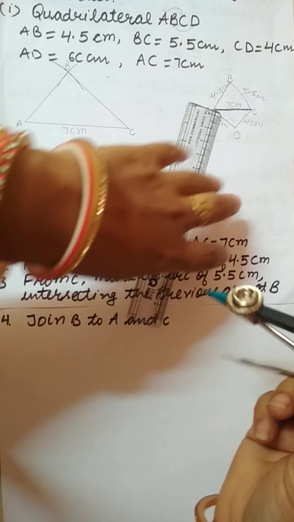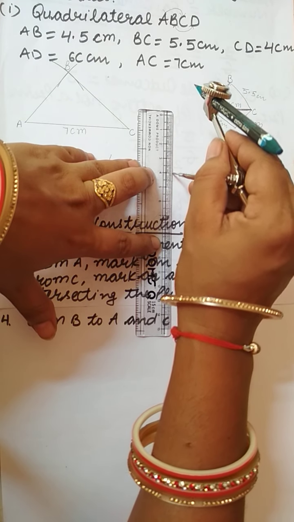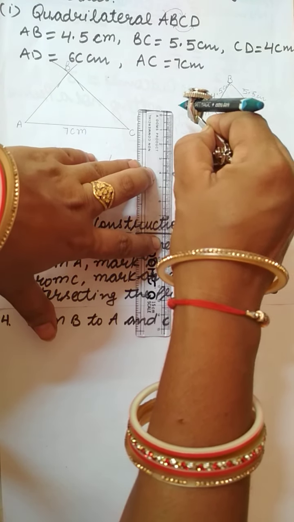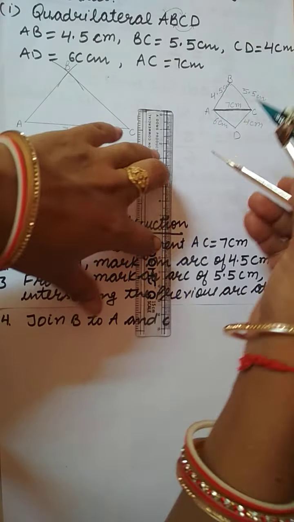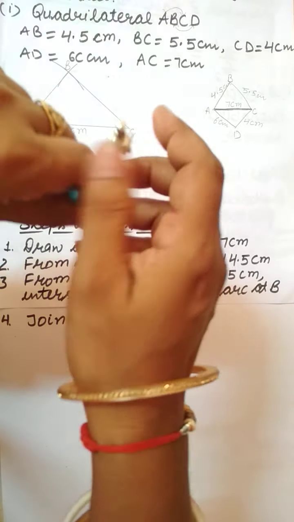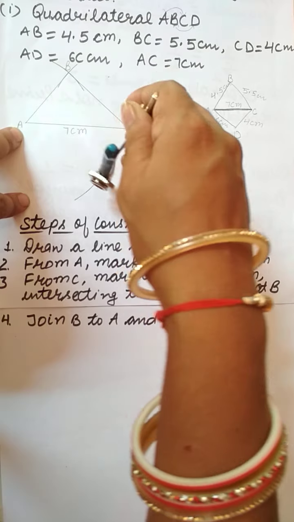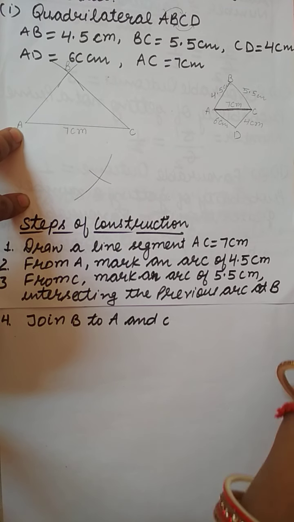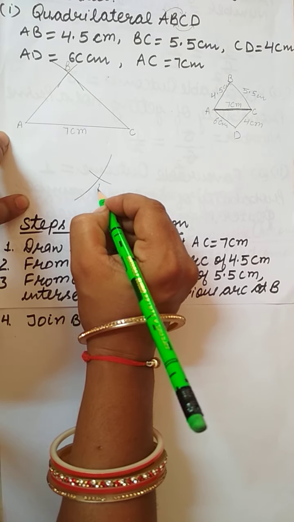Now open your compass equal to 4 centimeter, as CD is 4 centimeter. So we will mark an arc of 4 centimeter from point C. Now this is point C. This is the arc which intersects the previous arc at D.